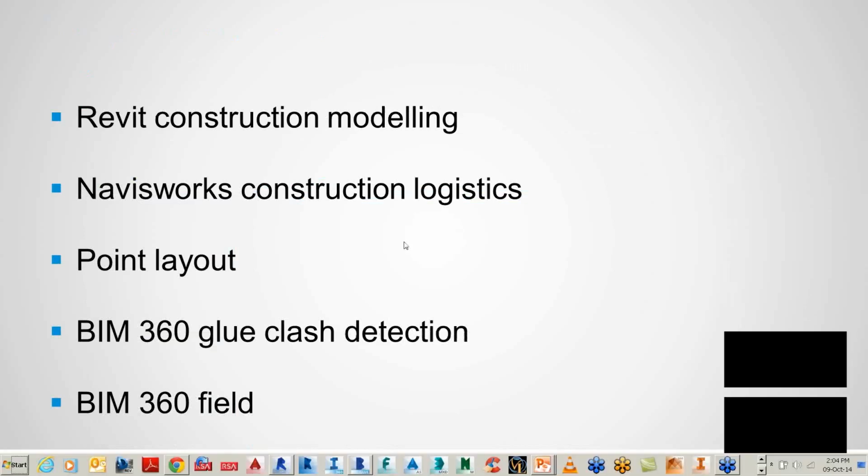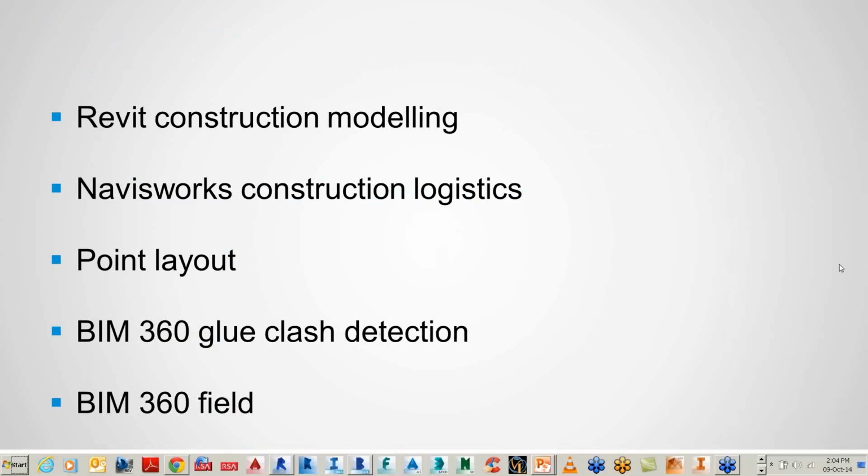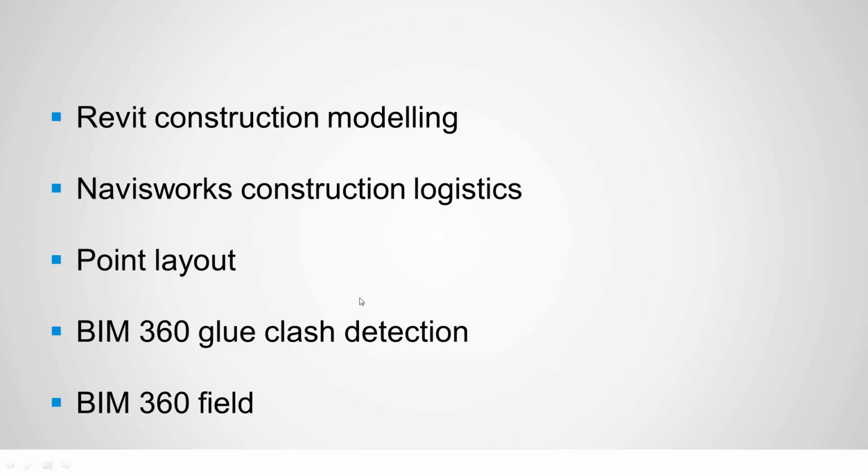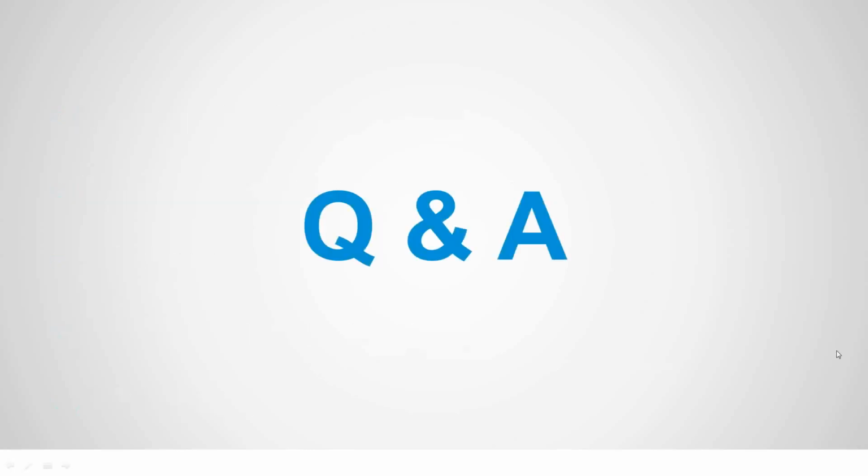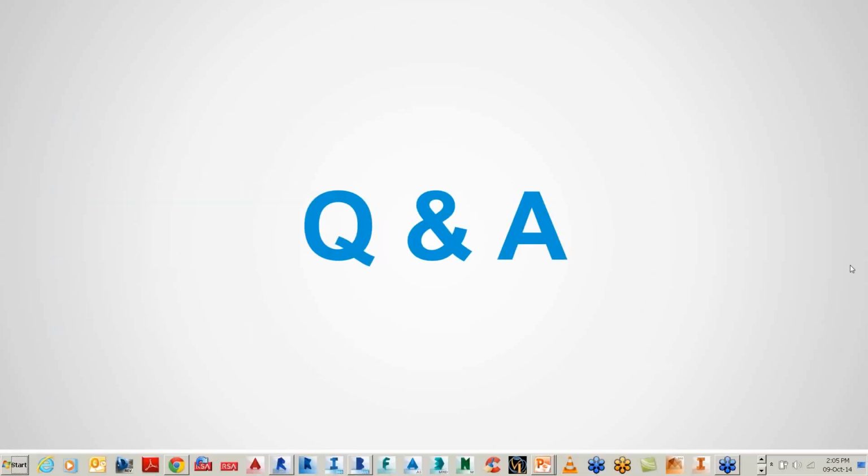Okay, so just to finish up here, today we've gone over Revit construction modeling, some of the Navisworks construction simulation tools. You just saw point layout and some of the integration with BIM 360 field. And we had BIM 360 glue for some clash detection and BIM 360 field for a door on-site field management workflow. So I'm now going to go through some of the questions and do my best to answer them.